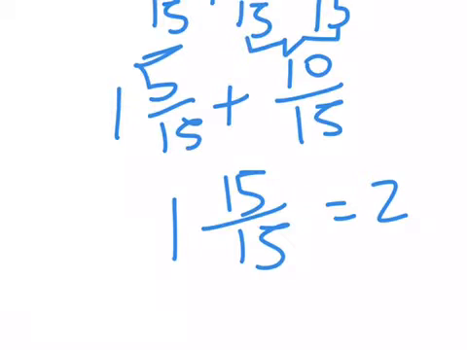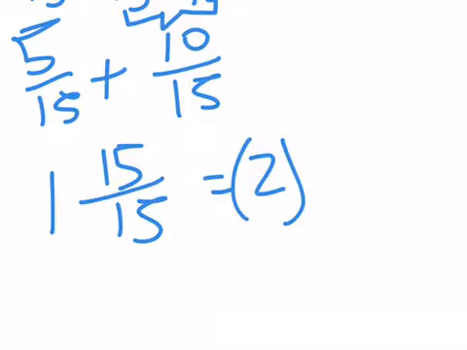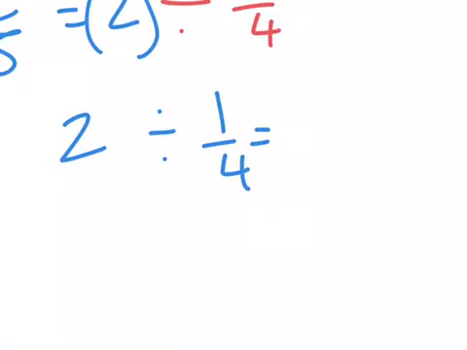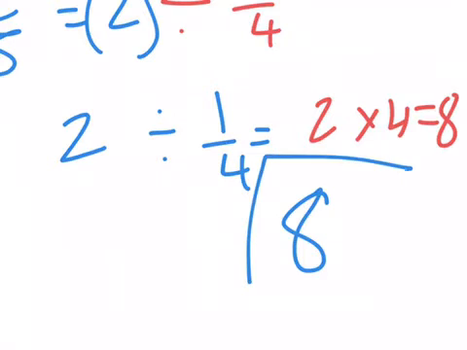But that's not it. We still have the 1/4, we still have to divide. Well, now let's just do it. It would be 2 divided by 1/4, which is equivalent to 2 times 4, which is 8. So our answer would be 8.